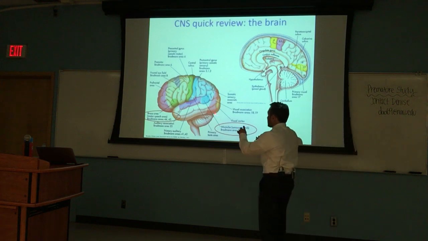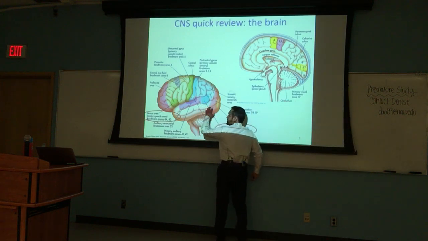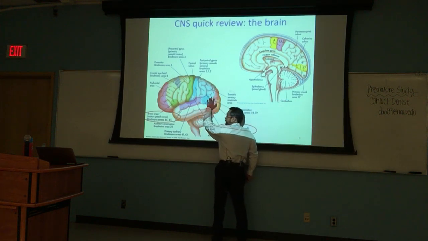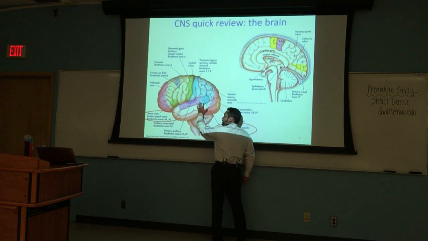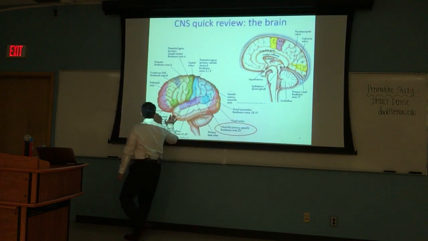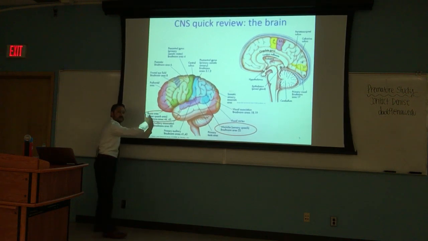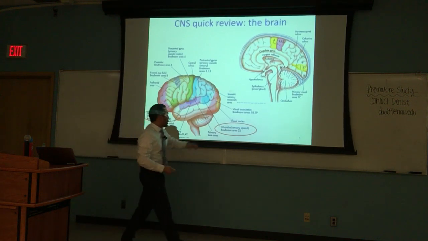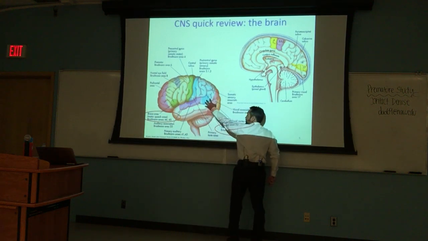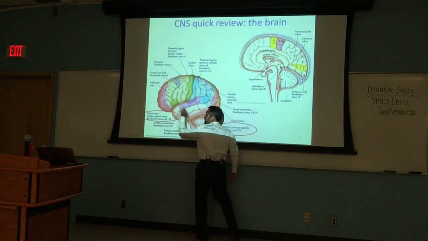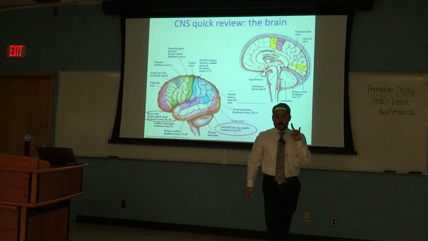So Wernicke's area is sensory for speech because it's towards the posterior aspect. It's on the left hemisphere. And then Broca's area is motor function on the left hemisphere, but towards the front. So now you have understanding speech, and you have forming speech. You guys understand the difference?